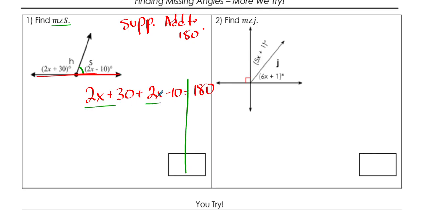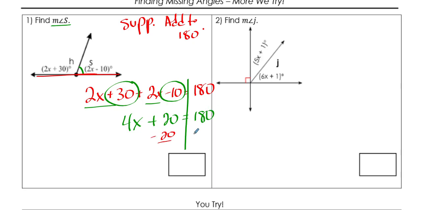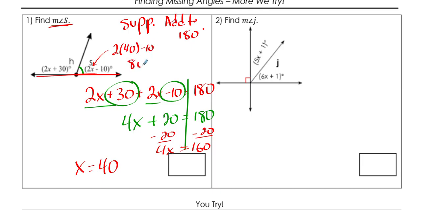I'm going to combine like terms. That would give me 4x. Combine more like terms. That would give me 20. It's 30 minus 10, so that's a positive 20. I'm going to subtract 20 from both sides. Get that 4x equals 160. So x is 40. We're looking for the measure of angle S, so I'm going to take that value and substitute it back in. In place of that x, I'm going to put 40. 2 times 40 is 80. Minus 10 is 70.